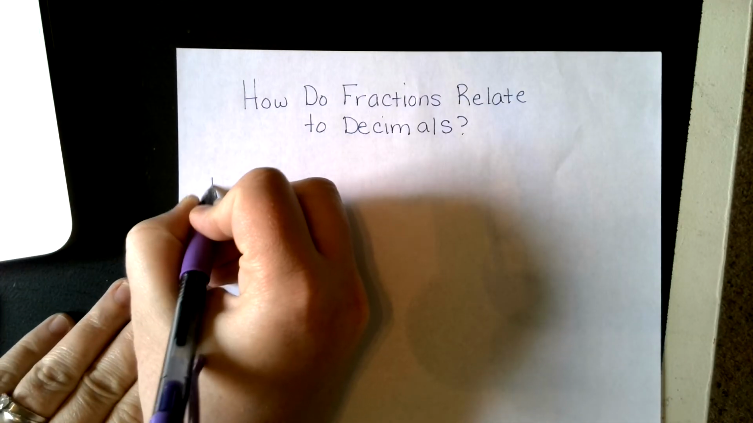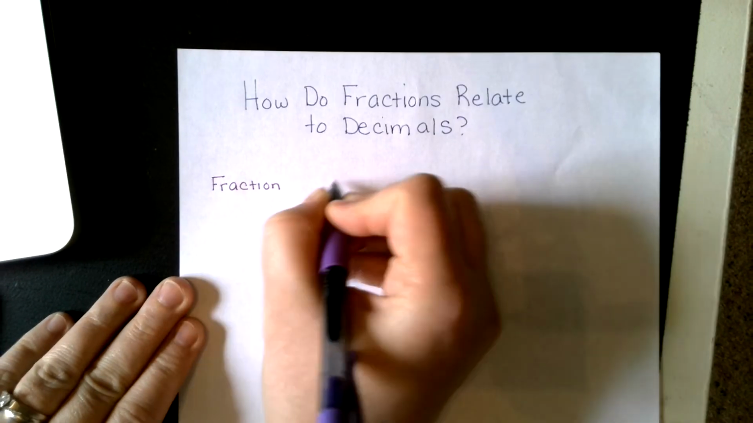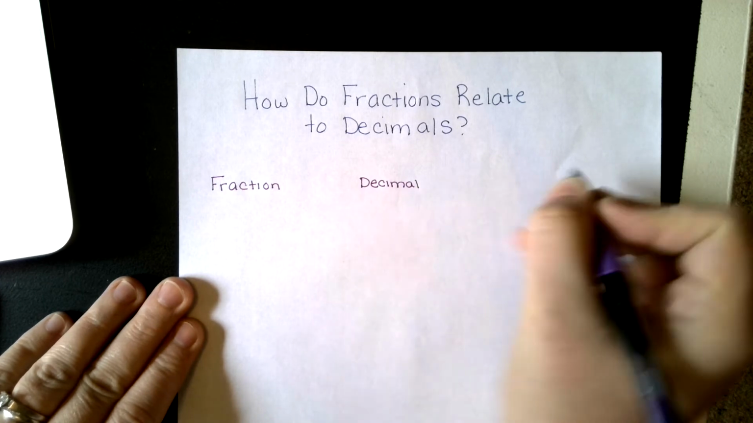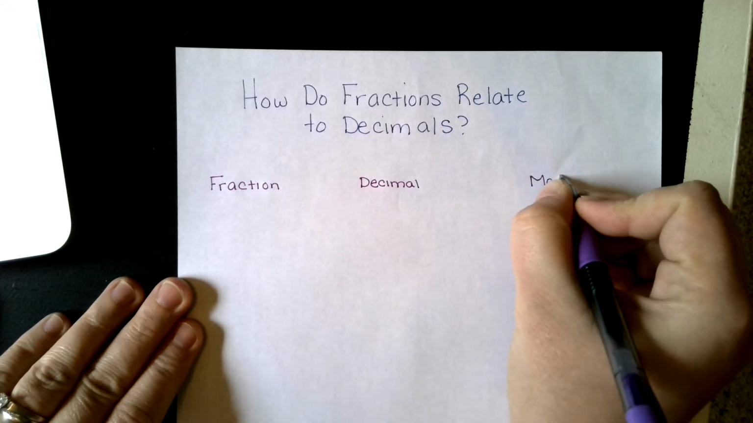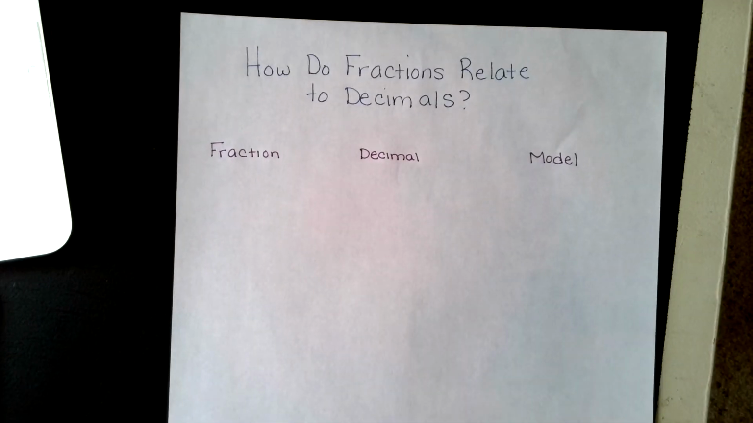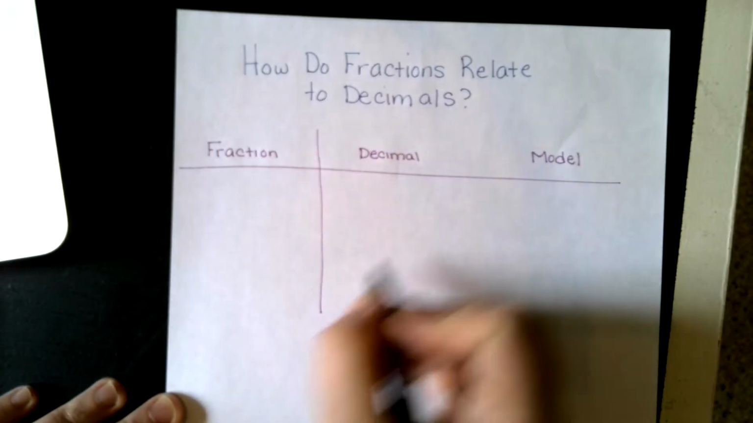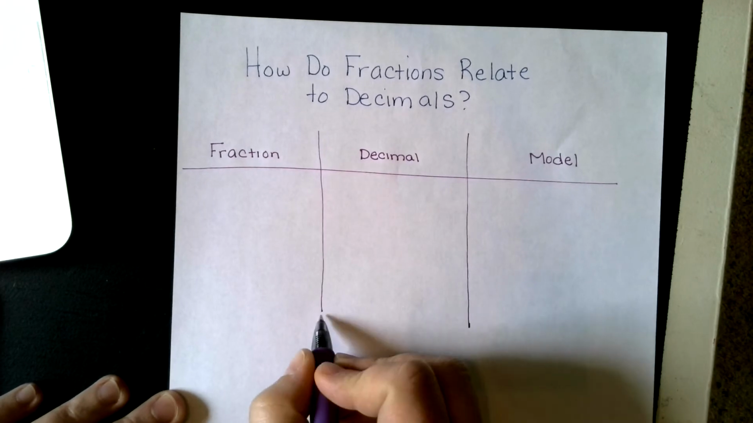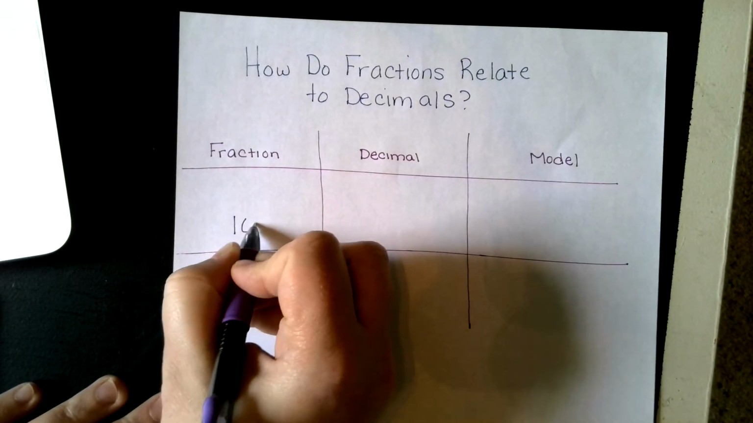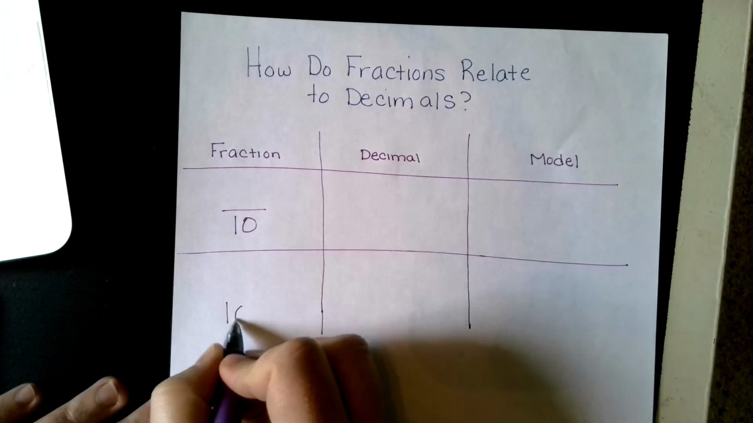And at the top, I'm going to write fraction, decimal, and model. And we're going to be talking a lot about the model. When you draw yours, it does not have to be perfect, and you'll understand why in just a few minutes. I'm only going to talk about two types of fractions right now. Fractions that have a denominator of 10 and fractions that have a denominator of 100.